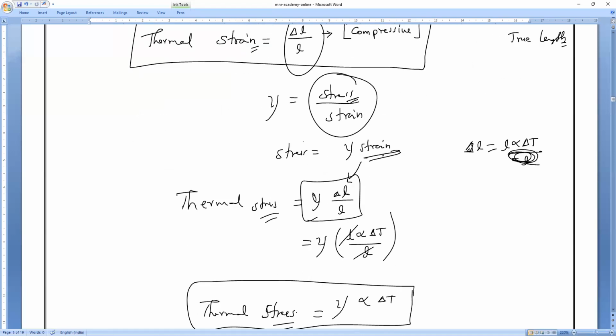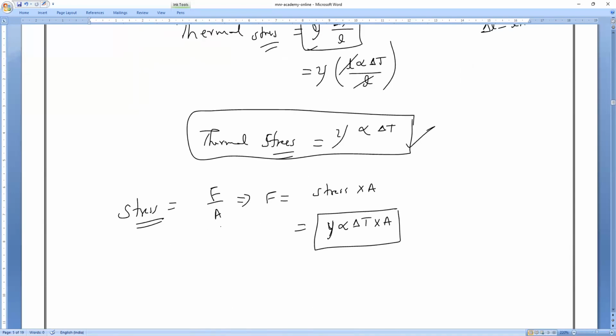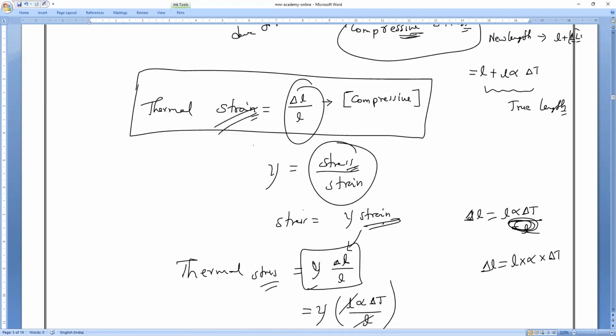So what is thermal stress equal to? We all know delta L is equal to original length into alpha into delta T. I replace that and L and L will get cancelled. I get thermal stress is equal to Young's modulus into alpha into delta T. Or else, stress is equal to force by area, so the force F is equal to Young's modulus into alpha into delta T into A. This is the force formula, this is the thermal stress formula, and this is the thermal strain formula. So please note it, everybody.